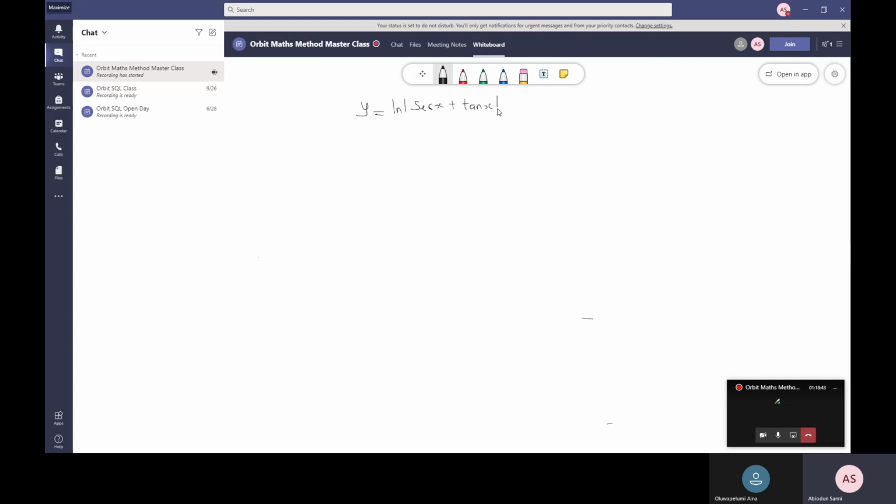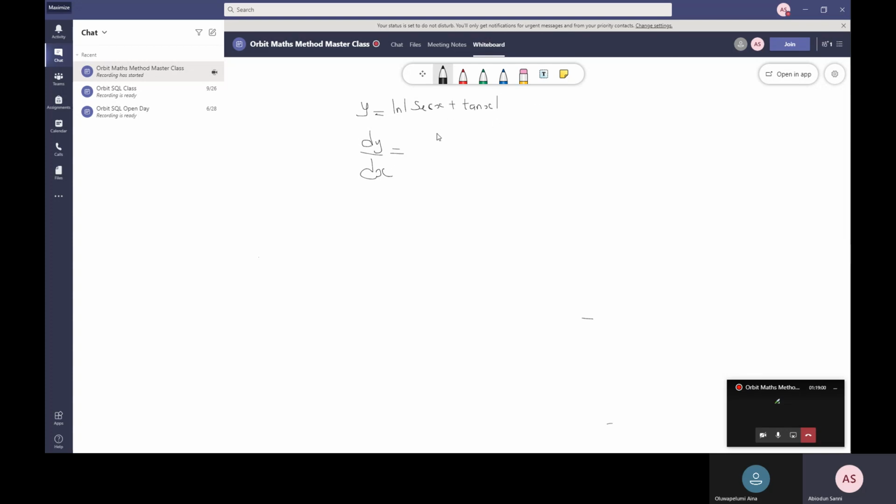If y equals ln(sec x plus tan x), when the absolute value of y is less than 5/2, show that dy/dx is cos y. So let's find dy/dx.